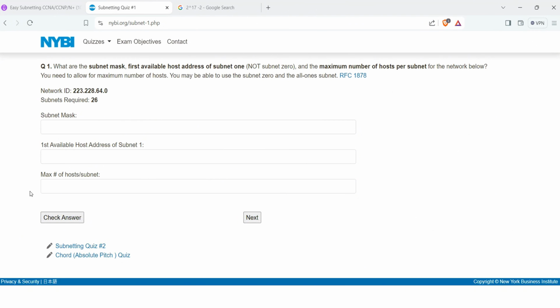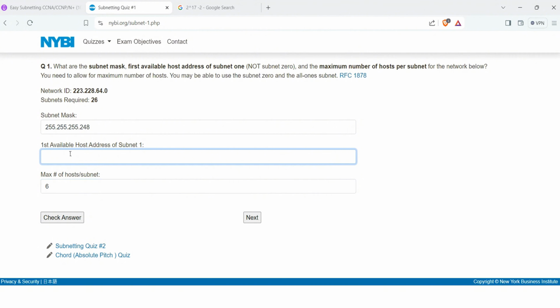Next, 26 networks. Okay, this is the class what? Class C, 255.255.255. Dot what? 2 to the 4 is 16. 2 to the 5 is 32. 248. Okay, I borrowed what? 5 bits. 3 bits are left. 2 to the 3 is 8. Minus 2 is 6 hosts per network.